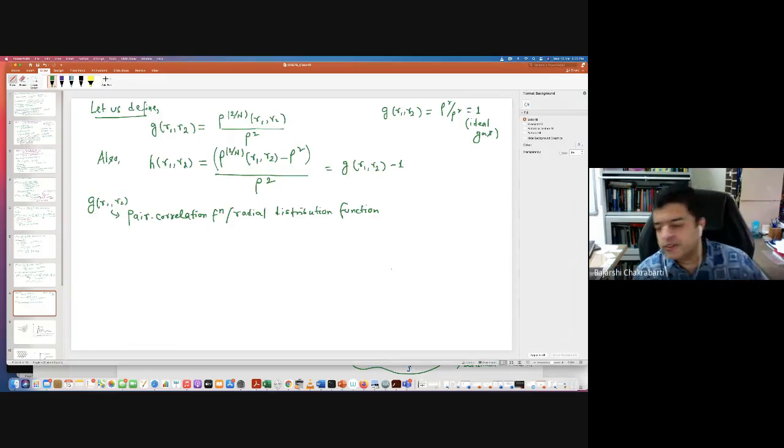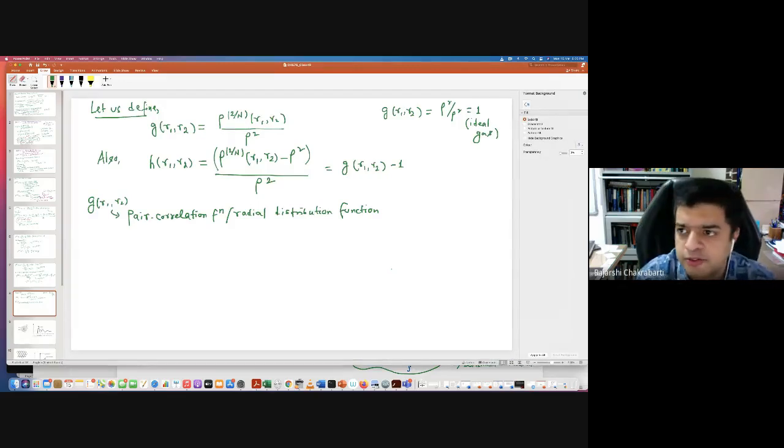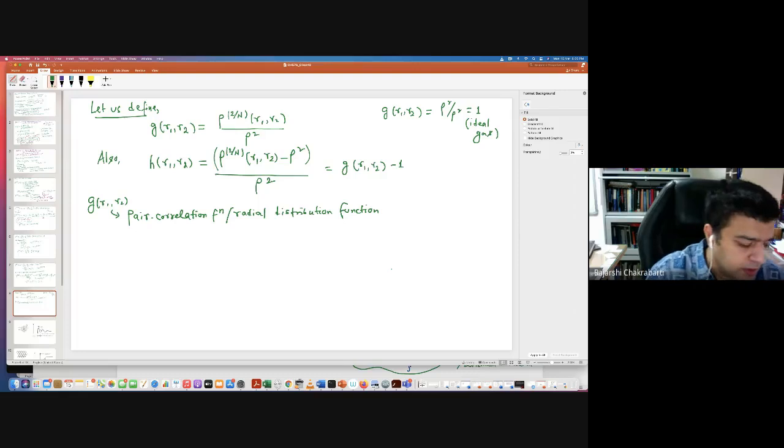It's called pair correlation function or radial distribution function. Now, if I put one of my particles at the origin and then I write this P2 by n, first particle is at the origin, another is at a position R, radial position R. This is going to be what? Rho square G of R.